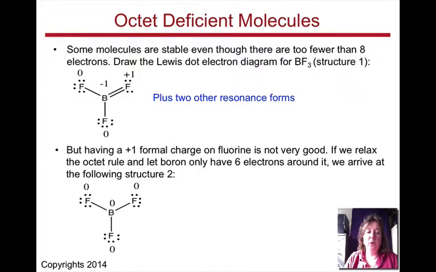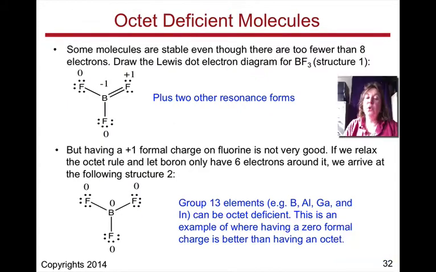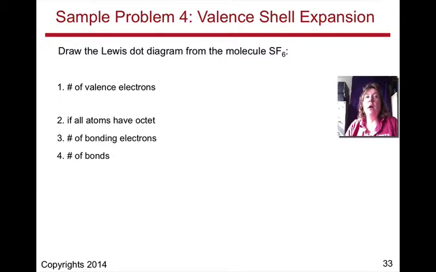And when we calculate the formal charge, we have a molecule with an overall charge of 0, and each one of the individual atoms has a formal charge of 0. That gives it the best Lewis structure. So group 13 elements, for instance, boron, aluminum, gallium, and indium, can be octet deficient. This is an example where having a 0 formal charge is better than having an octet. So all the elements in that row are happy and stable without an octet, and they're good with 6. Another example of our exceptions to the octet rule are valence shell expansions.